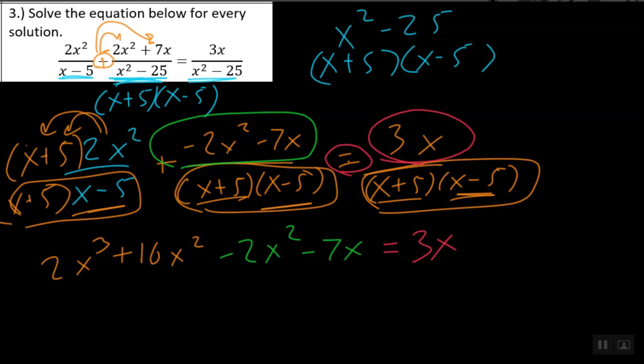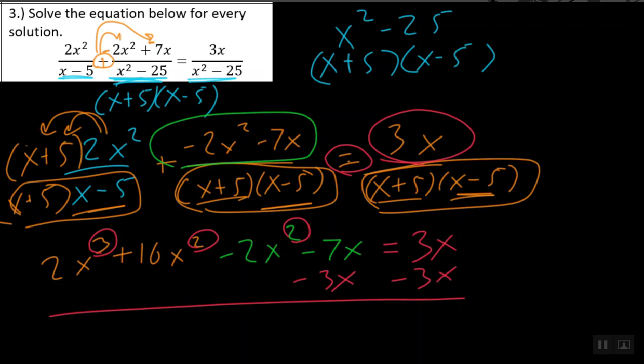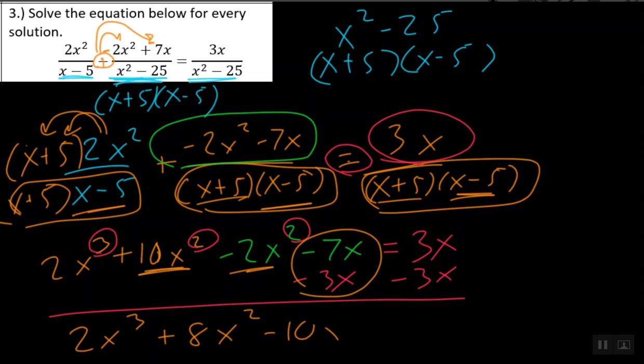And at this point, because we see some squares and we see some cubes, we know we want to set this thing equal to 0. We can do that by simply subtracting minus 3x and minus 3x. And at this point, this is what we have. We have 2x cubed, and then I have bad handwriting, but that's actually a 10, not a 6. So I have 10x squared minus 2x squared, which is plus 8x squared. And I have a negative 7x minus 3x, which is minus 10x. And this is, of course, equal to 0.